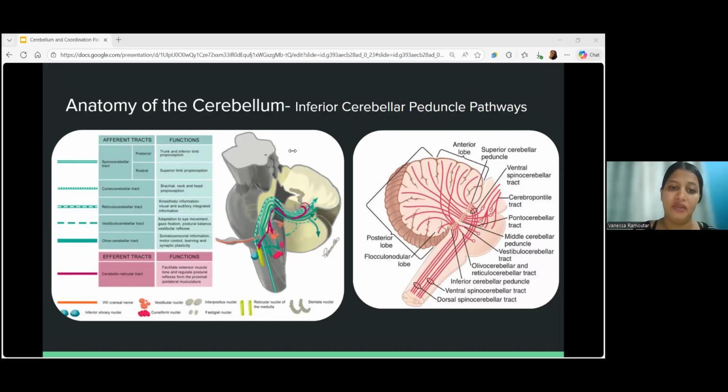ipsilateral cerebellum. The main efferent tracts of the inferior cerebellar peduncle include the cerebello-reticular tract and the cerebello-vestibular tract, which isn't shown here. The cerebello-reticular arises from the bilateral fastigial nuclei and goes to the pontine and medullary reticular formation. The medullary area facilitates flexion and the pontine facilitates extension. If they're activated, they send down the information to the spinal cord and activate those muscles.